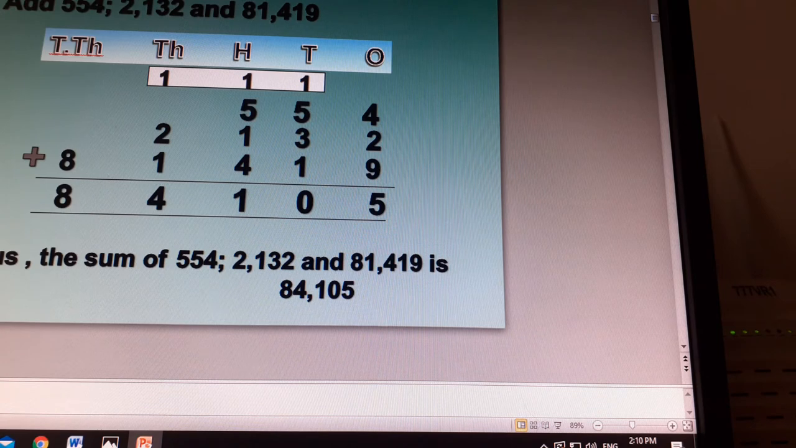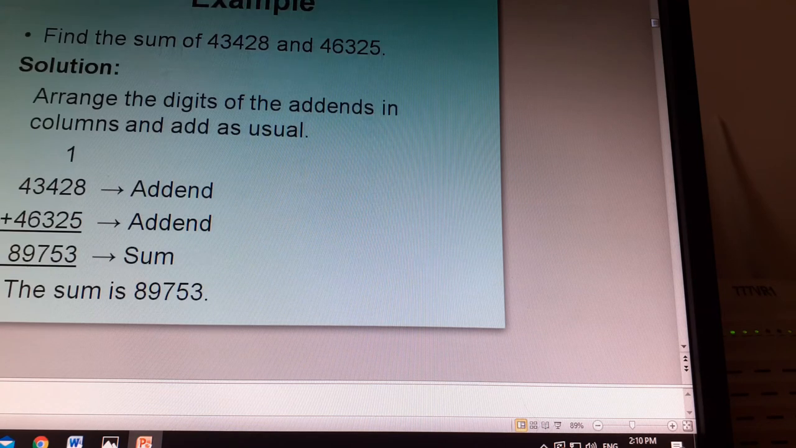Okay. I hope all of you are enjoying doing these sums. Now, children, now see another example. I am going to take one more example. Find the sum of 43,428 and 46,325. What will be the solution?